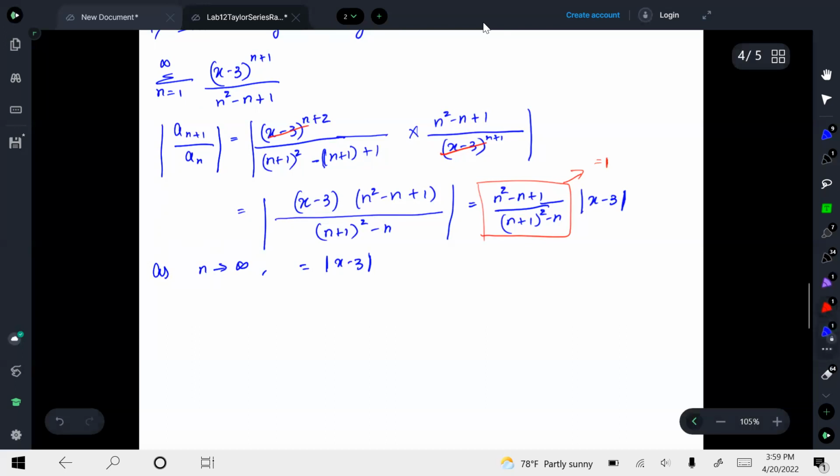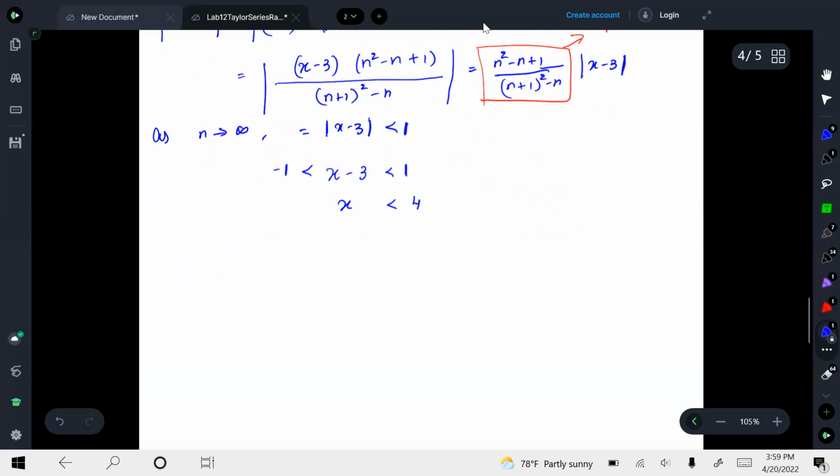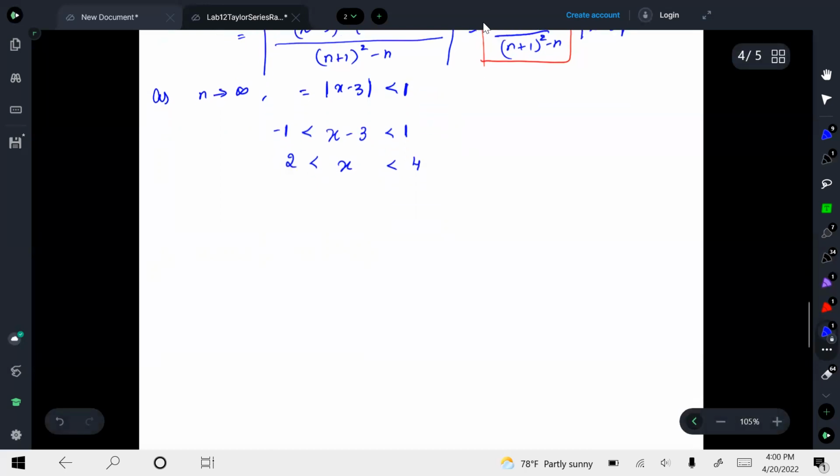Now in order for this to converge, we have to have the absolute value of x minus 3 less than 1 according to the ratio test. Now, in order to find the values for x, you can remove the absolute value sign. Then you get x minus 3 between negative 1 and positive 1. To find the x value, you can add 3 on either side, so negative 1 plus 3 is 2, and 1 plus 3 is 4. So here we have the interval of convergence, but you must also find what happens at x equal to 2 and what happens at x equal to 4.